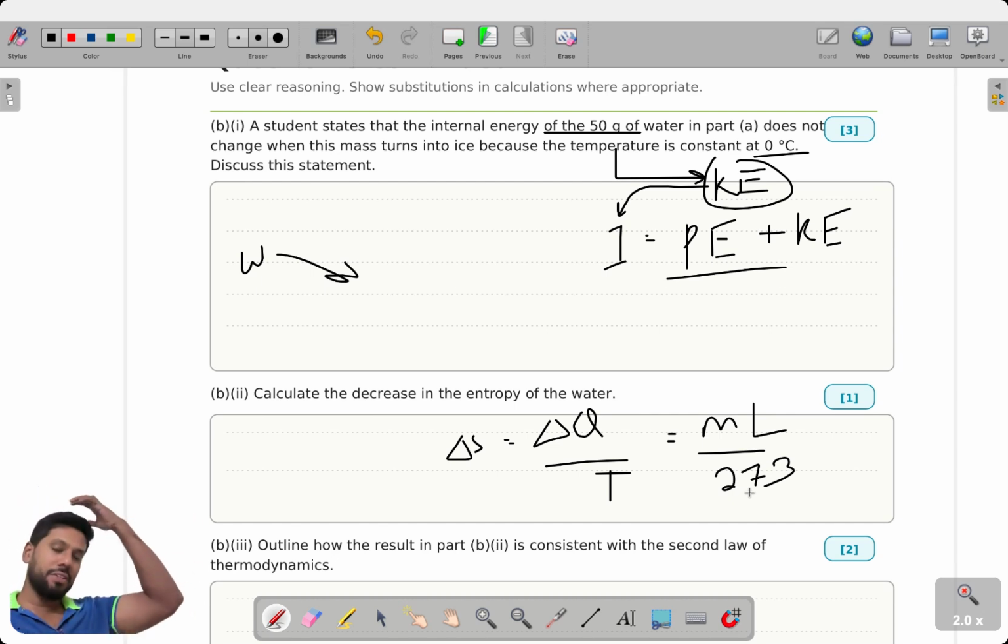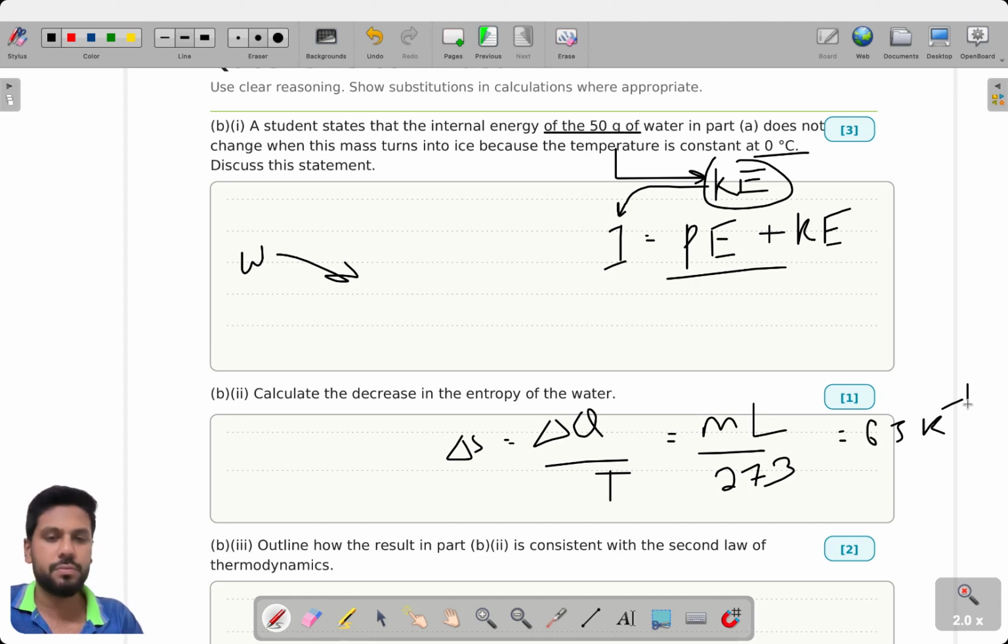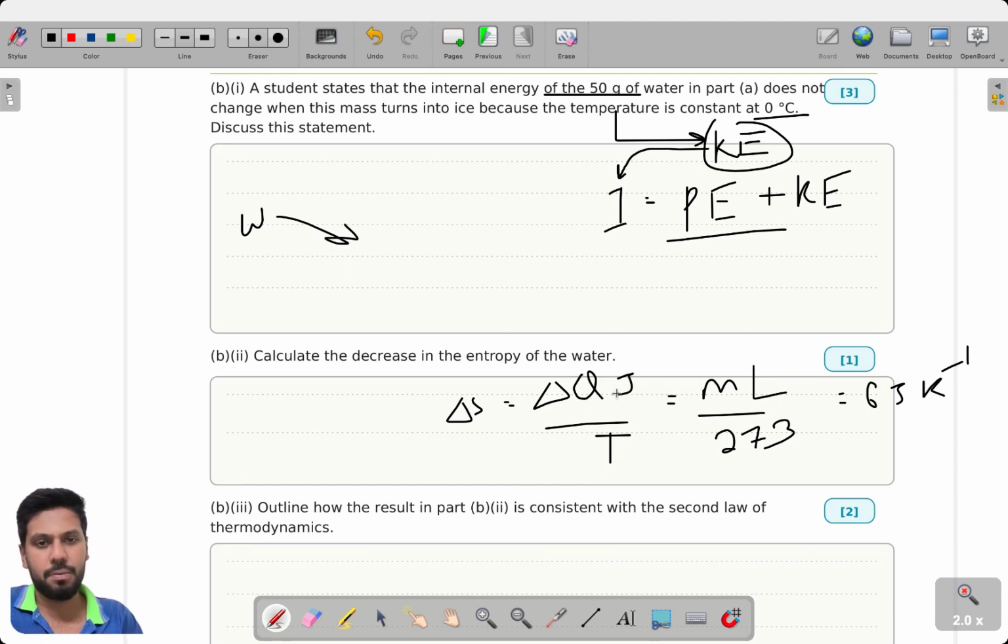So delta S is the change in energy of the system at what temperature the change is happening. You know that when a state change is happening, that is when the entropy change is happening. The state change is happening at 273 Kelvin, obviously. And how much heat energy exchange is happening? M into L of energy exchange is happening. You do this calculation and you will get approximately 61 joules per Kelvin. The unit of entropy is joules per Kelvin, joules on top, Kelvin on the bottom.